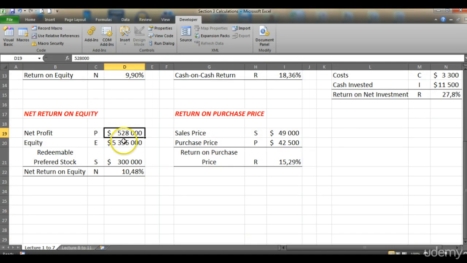Okay, let's enter the net profit, equity, and the value of redeemable preferred stock. And here is the formula, and it is the net profit divided by the equity minus preferred stock, and you will receive the net return on equity in percentages. Although the formulas for return on revenue and return on equity are simple, finding the right values is not always as easy. Ensuring the consistency of the values used is a basic requirement for high-quality analysis of financial results.